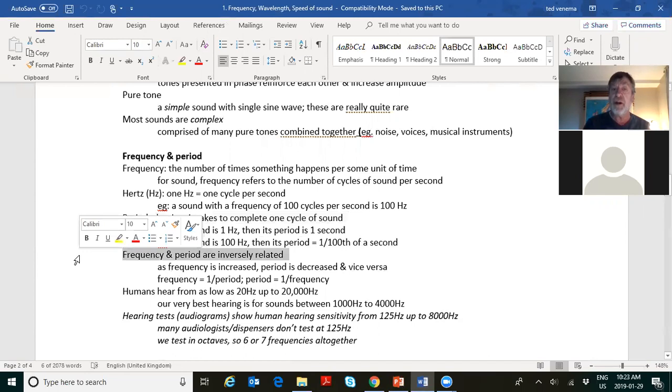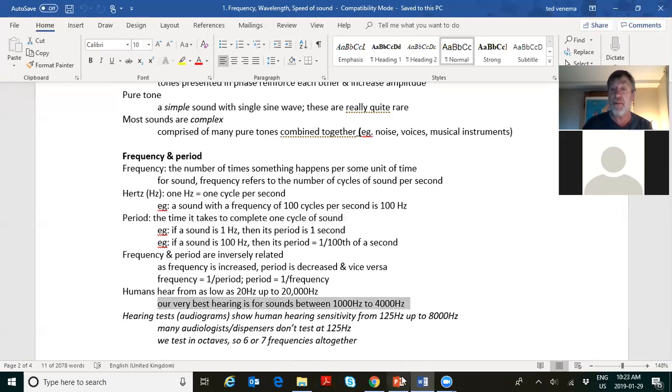Frequency and period are inversely related, and so are wavelength and frequency. And we said humans can hear from as low as 20 hertz to 20,000 hertz. Put a star by that. And we say, look at this, our very best hearing is for sounds between 1,000 and 4,000 hertz.